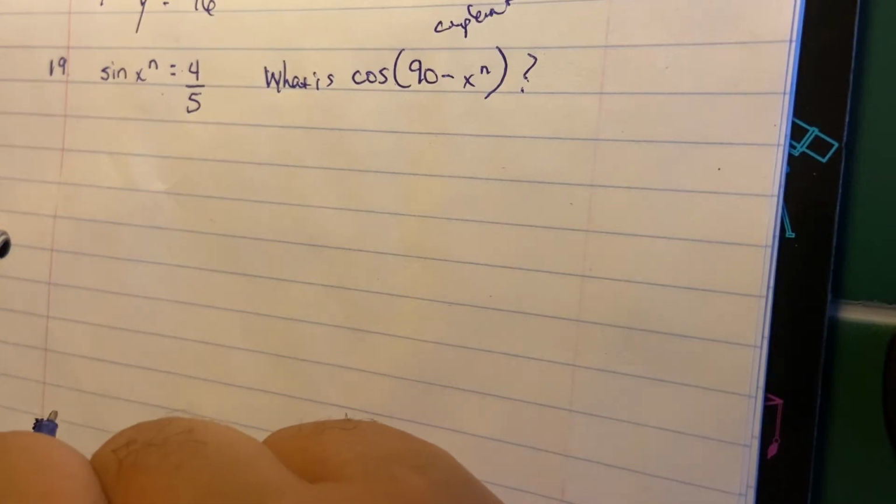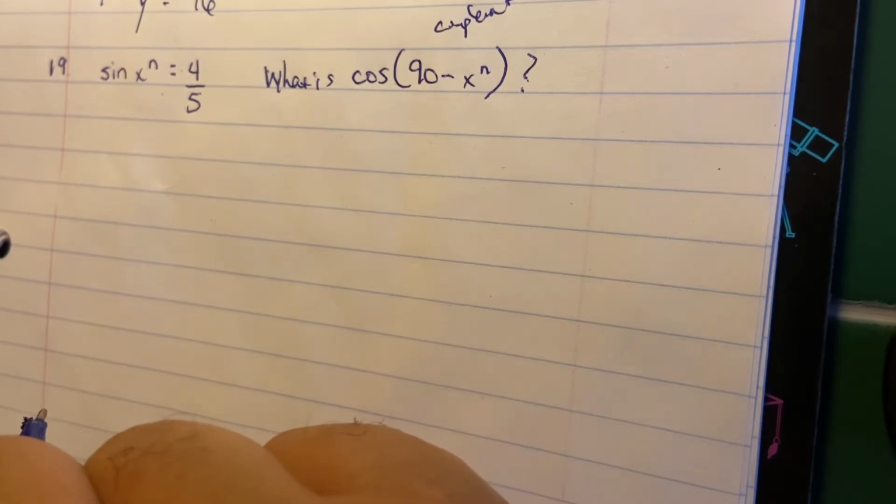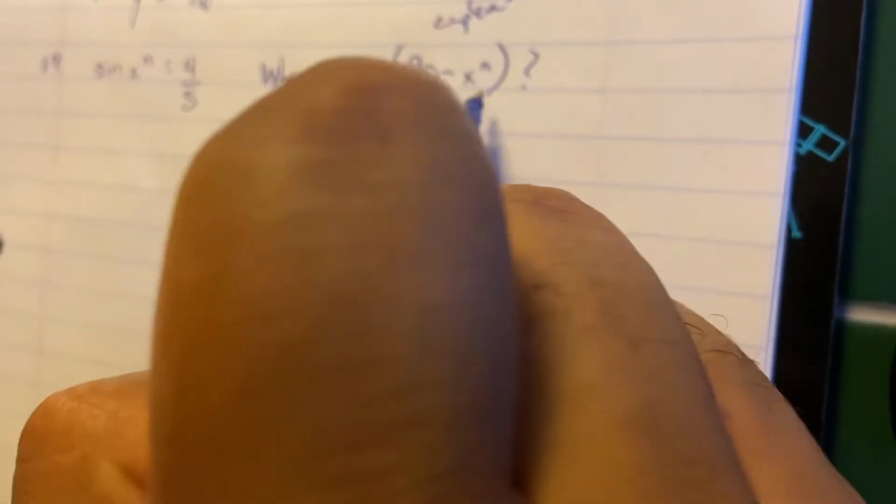That's what complements are. If angles complement each other, that means that when you add the 2 degree measurements together, they equal 90 degrees. Similar to a supplement, if angles supplement each other, when you add the 2 angles together, the angle measurement equals 180 degrees, or they create a straight line, right? So 90 minus x to the n means a complement.